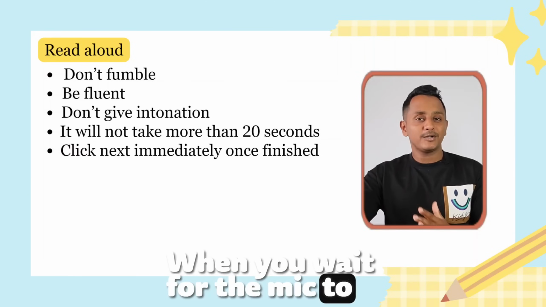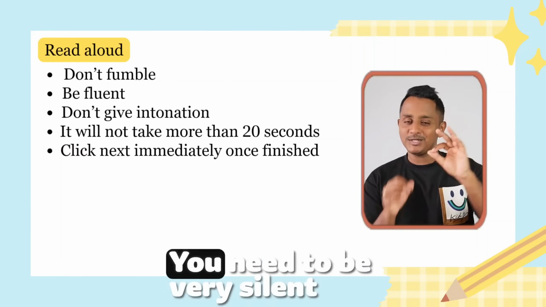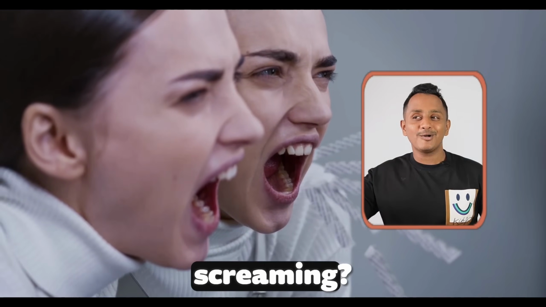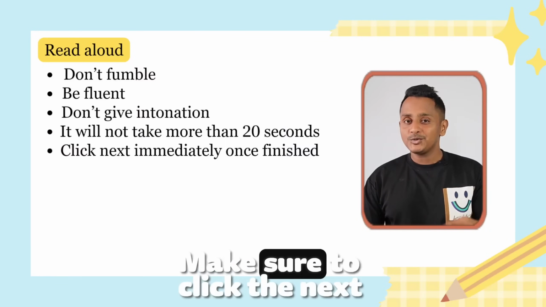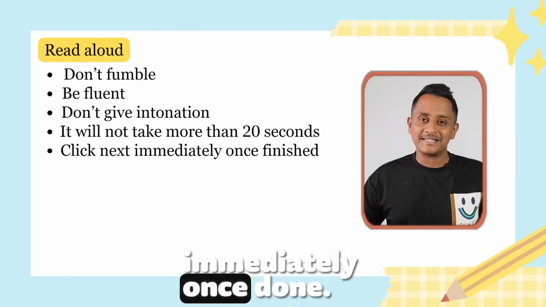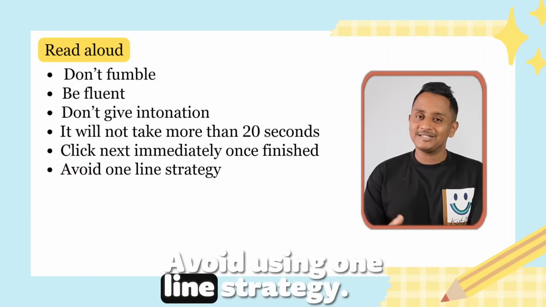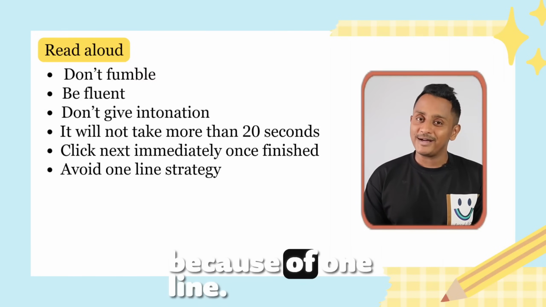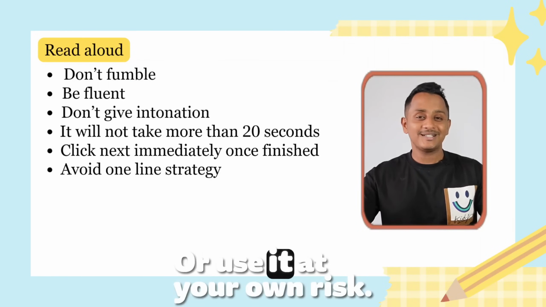When you wait for the mic to turn off on its own, 3 seconds, you need to be very silent. During those 3 seconds, what if people around you are screaming? All their voices will be recorded. Make sure to click the next button immediately once done. Avoid using one line strategy. We have seen so many people getting low scores towards the reading because of one line. It's very, very risky, or use it at your own risk.